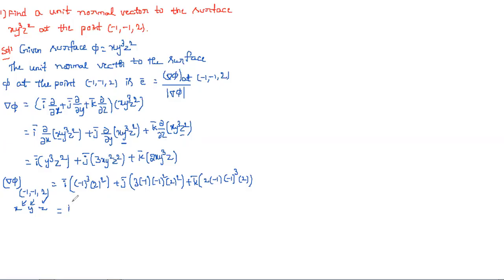I into, so here what will we get? (-1) whole cube is -1, and 2 square is 4. So -4, plus j into, this is (-1) whole cube is -1, so 4 into 3, minus 12, plus k into, this is (-1) to the power 4, that is 1, so 2 into 2 is 4. So this is del phi at this point, and the remaining thing we require is the magnitude. So that is modulus del phi.